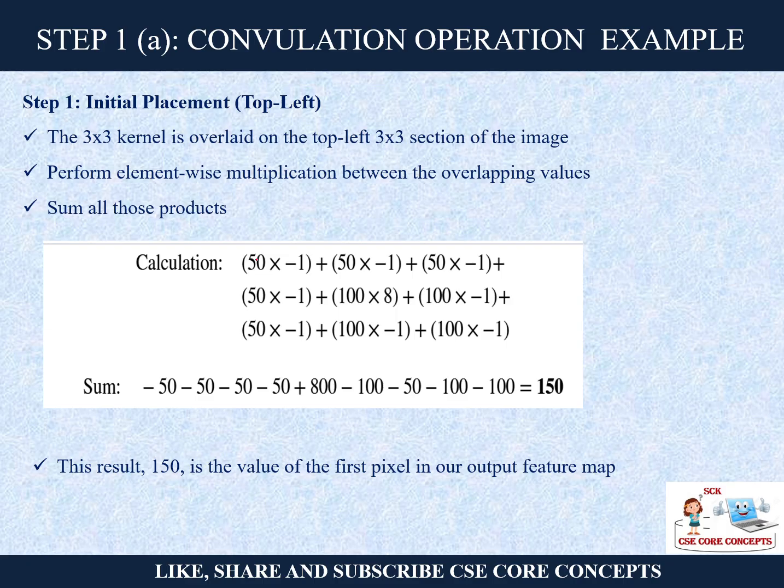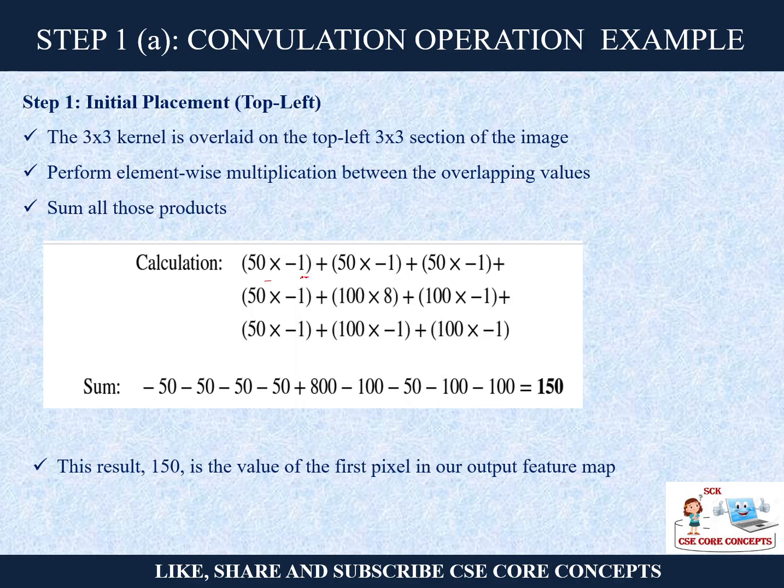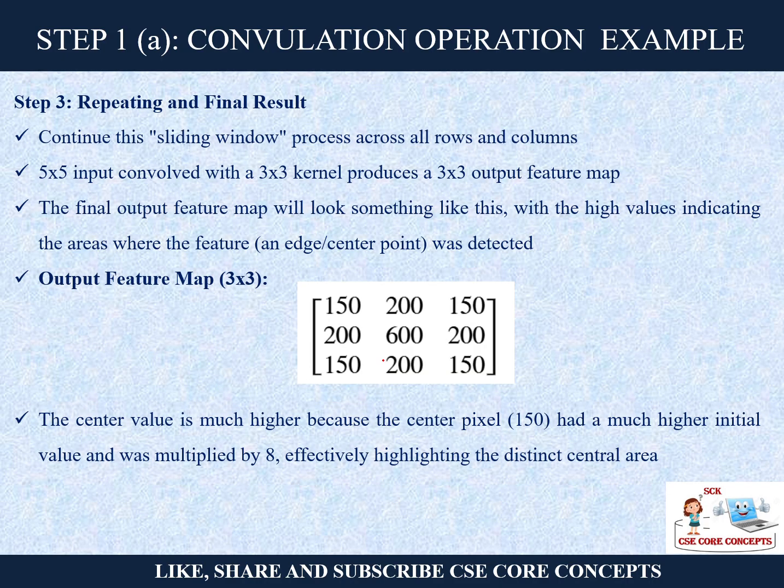So initially you can see 50 is multiplied, the first column of the kernel multiplied by the first row, first column of the filter. Then the first row, second. This way you perform the multiplication, and what is the answer you are getting? That is 150. Okay, so now this 150 is the first value on the feature map. You can see this is the feature map. This 150 is the first output.